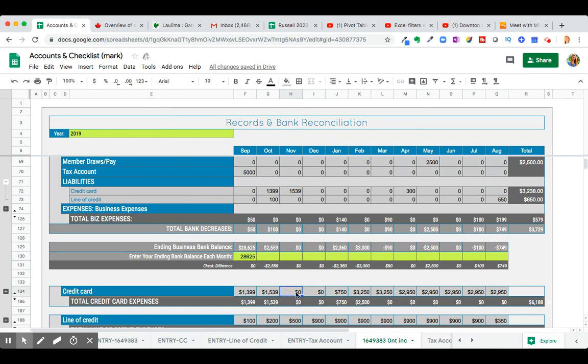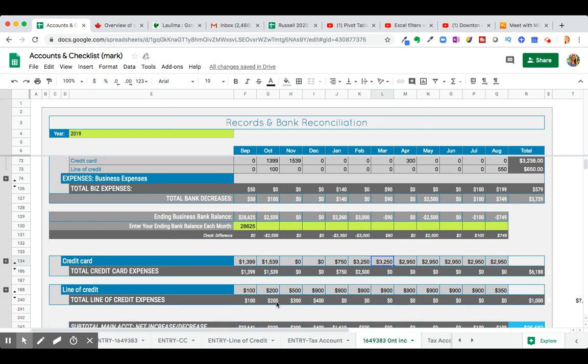And then you can see there were no credit card expenses in November and December. And so it's calculating the balance as zero. And then you can see what happens if you don't make a payment. It continues compounding the balance up here. And these are just your totals by month. All right, so I hope that makes sense.